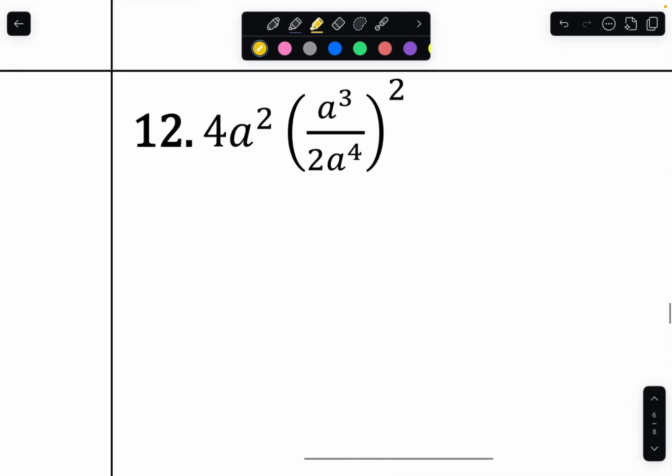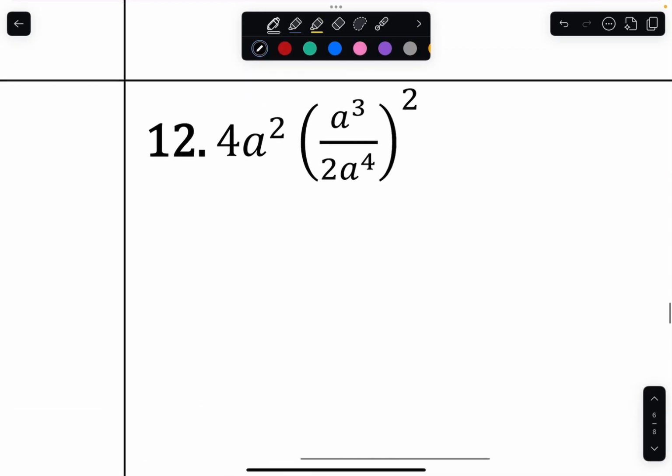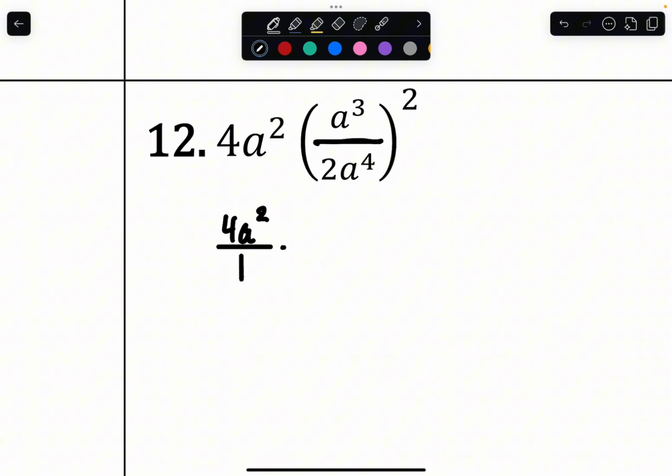Okay, here we have a 4a squared out front. And so because we're multiplying by a fraction, I'm going to go ahead and give him a denominator as well. And then the second fraction, he gets this square. So every term, including that 2 in front, gets the square. So that's going to give me a.